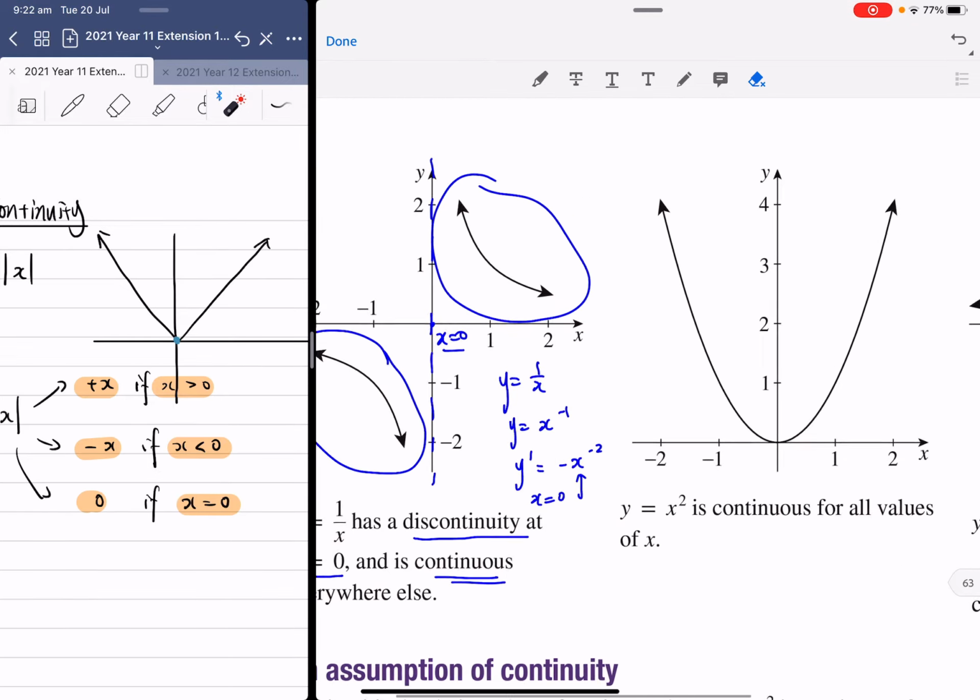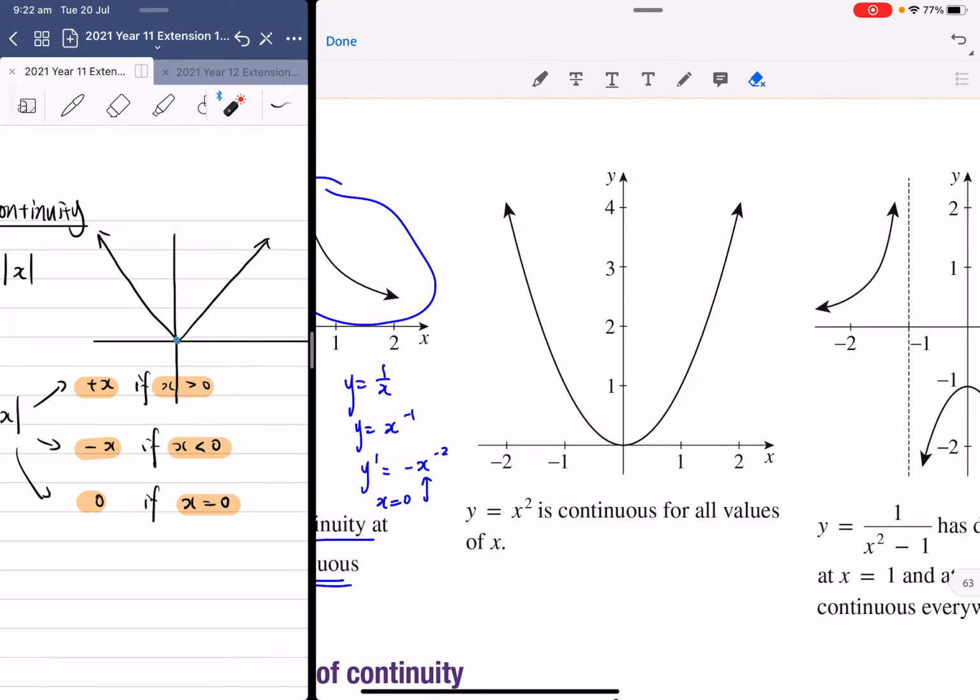If you look at the second diagram here, it's a parabola, and this parabola is continuous for all the values of x. No matter where x is, it is always a continuous curve, so therefore you can differentiate and find the gradient of tangent at any point on the curve. So tangent is going to be here, tangent is there. Even at this point here, it's a smooth curve, so you can find a gradient of tangent, and it's going to be horizontal. The tangent is just the x-axis.